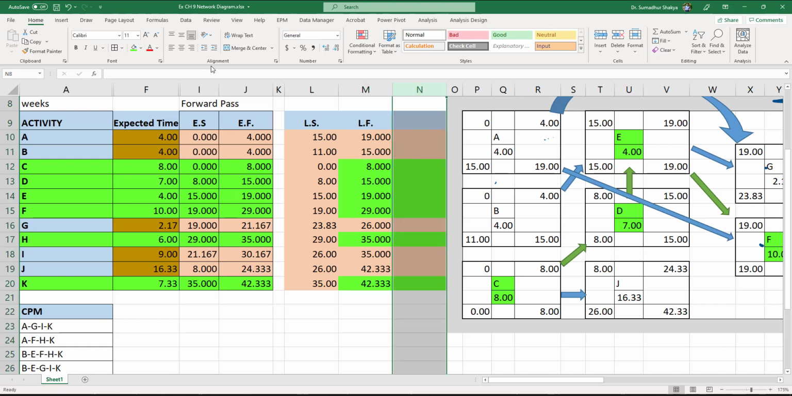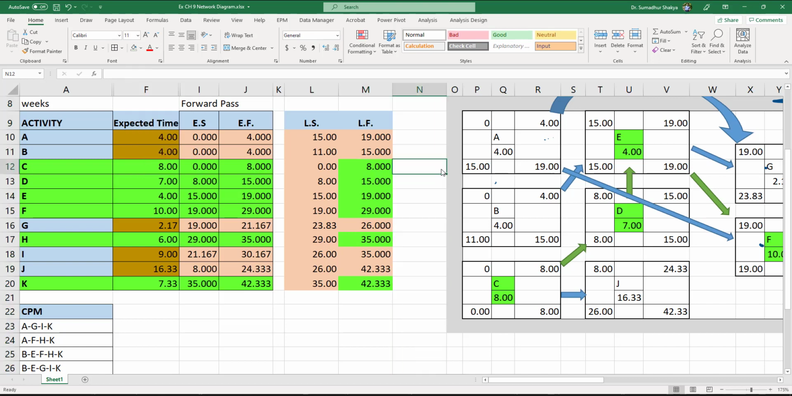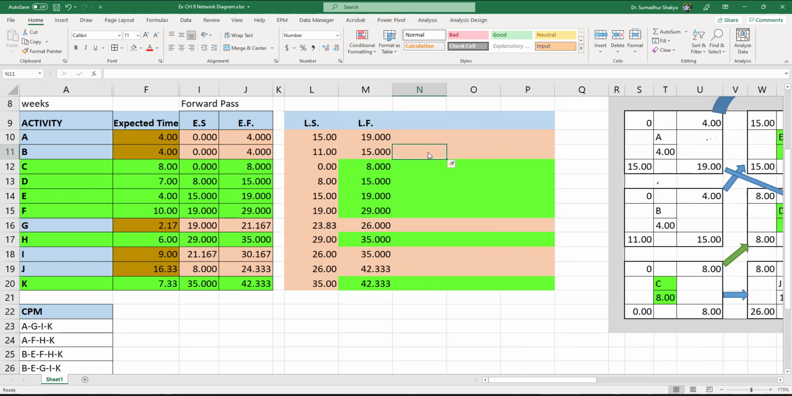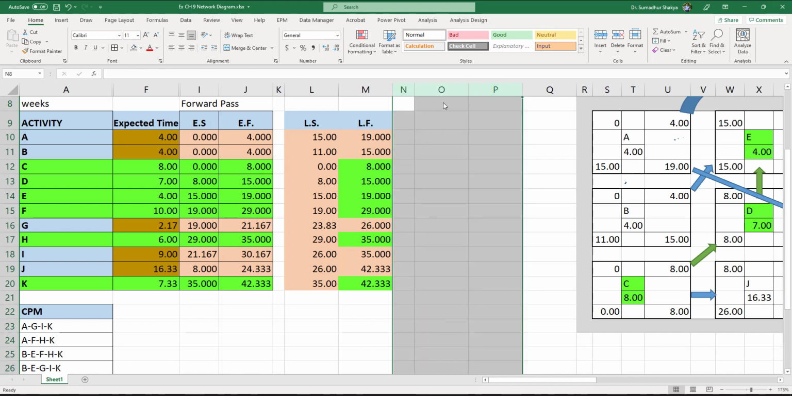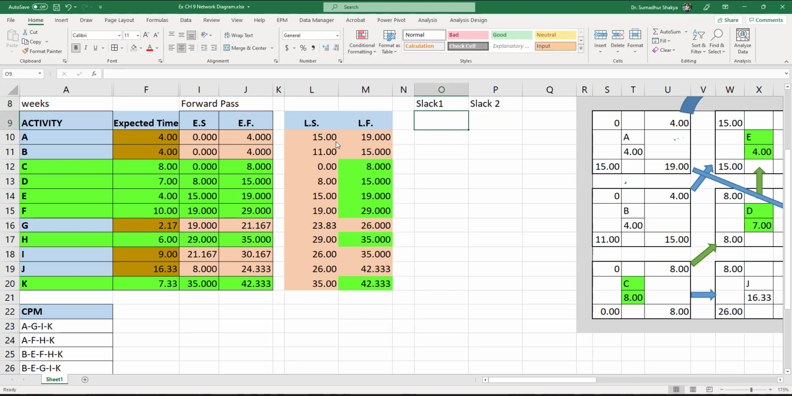Now, here's the fun part. As a self-check, if all the other things were done correctly, then when we calculate slack 1 and slack 2, they're defined as late start minus early start. So this is going to be LS minus ES, and slack 2 is defined as late finish minus early finish.